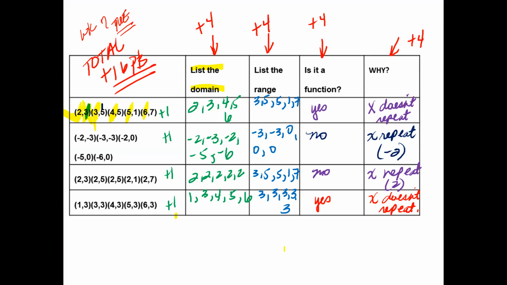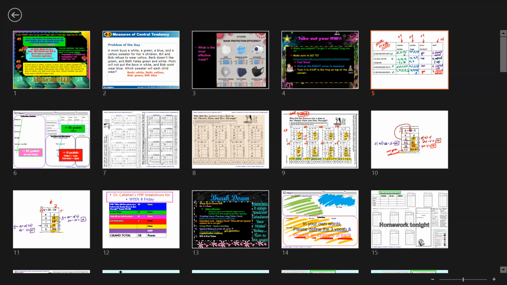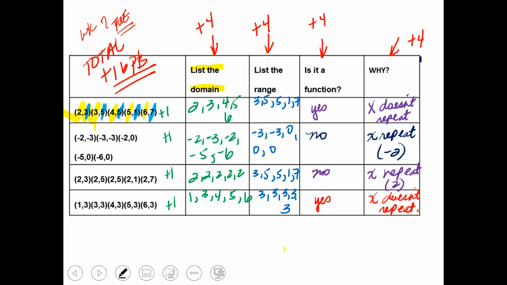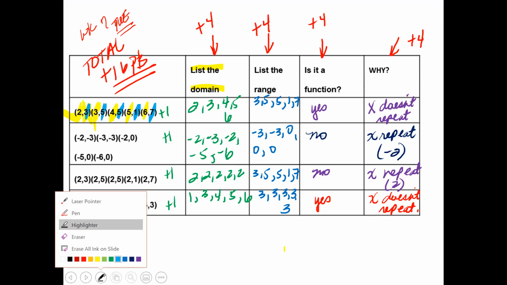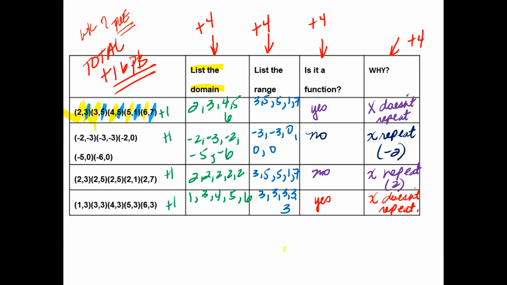Okay, so 3, 5, 5, 1, and 7. Although the range does repeat, we don't care about the range, like for example, 5 and 5, because the range does not matter. As long as the domain doesn't repeat, it is a function. And yes, it's a function because x doesn't repeat. So go ahead and take a look at the rest of the answers here.